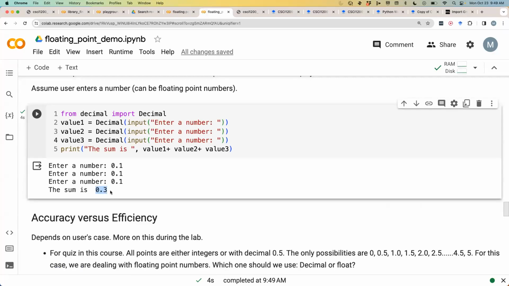All right, so at the end of today's lecture, you learned that if you want precise calculations and you allow the user to enter floating point numbers, you typecast into decimal and you get a precise calculation. But the trade-off is that it takes longer to compute. Next, we're going to learn at what point you need to decide between accuracy and efficiency. All right, thank you, class.